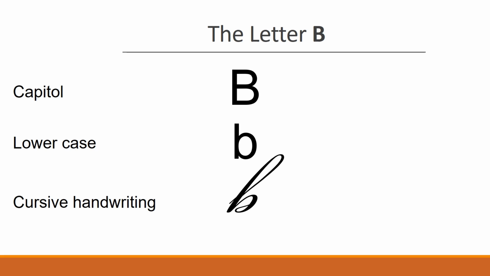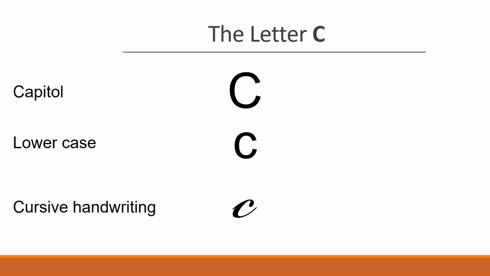So this is a B, and the cursive handwriting, again, you can see kind of a stick, but it is angled, and again, it has loops so that it can connect to the next letter. The capital next to the lowercase, you can see they both reach the top line. The letter C. The capital C and the lowercase c look almost exactly alike, and the cursive has a little bit of a loop so that it can connect to the next letter.